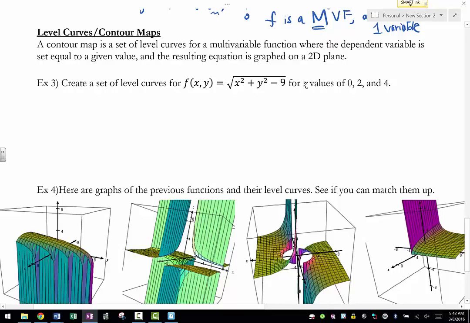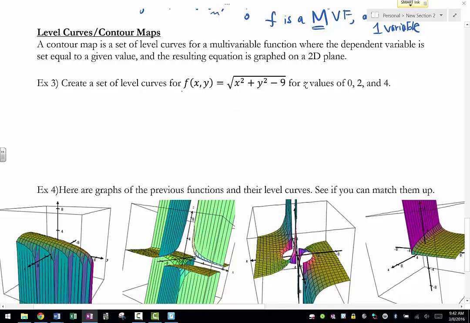But do you remember those topology maps and the weather maps? And you've got the isobars and the isotherms and all those different things. You do the same thing in multivariable calculus. A contour map is a set of level curves for a multivariable function where the dependent variable is set equal to a value, and the resulting equation is graphed on a 2D plane.